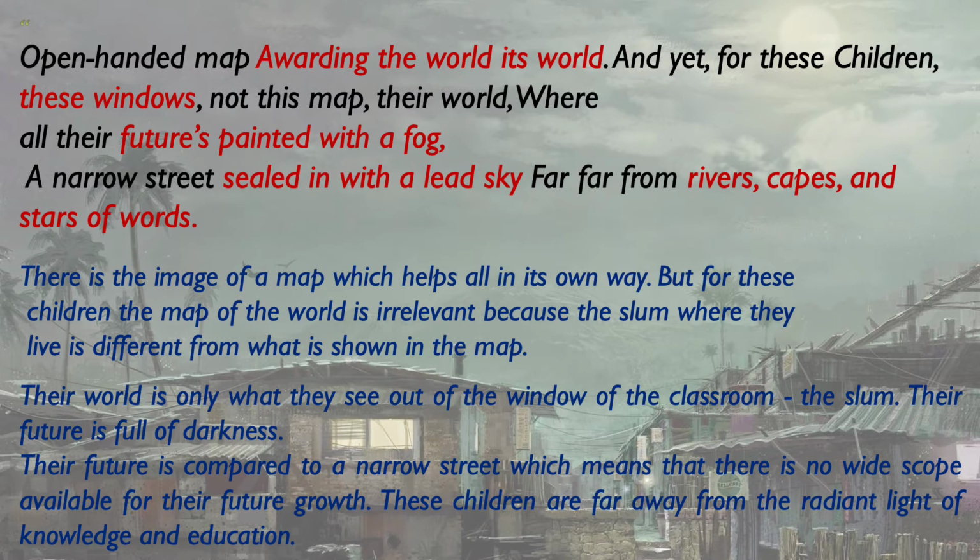Children, there is the image of a map which helps all in its own way. But for these children, the map of the world is irrelevant because the slum where they live is different from what is shown in the map. Their world is only what they see out of the window of the classroom, the slum. Their future is full of darkness. Their future is compared to a narrow street, which means that there is no wide scope available for their future growth. These children are far away from the radiant light of knowledge and education.